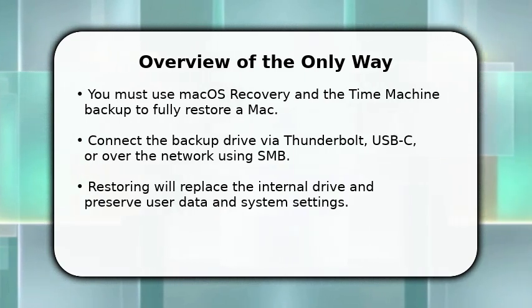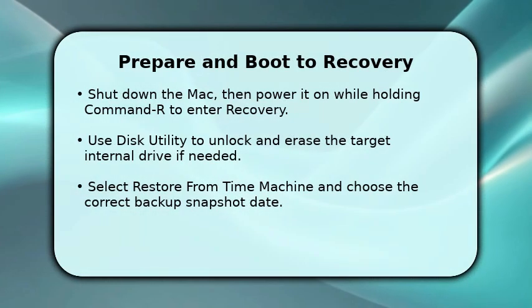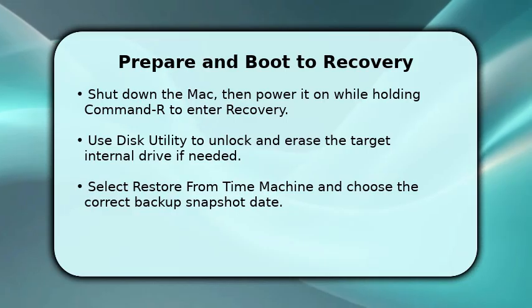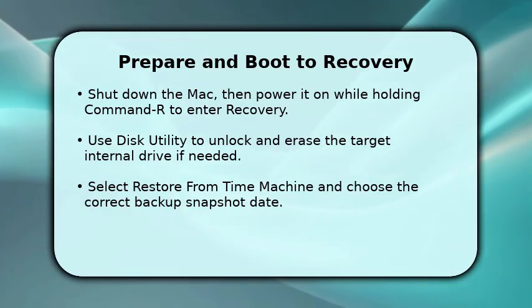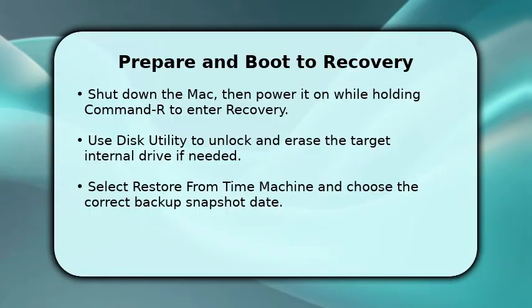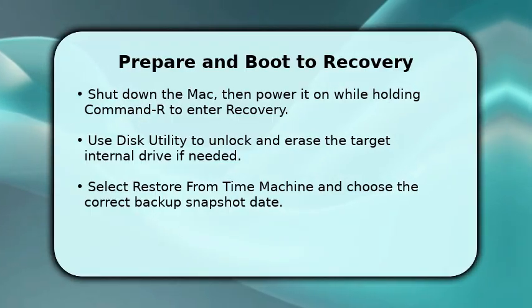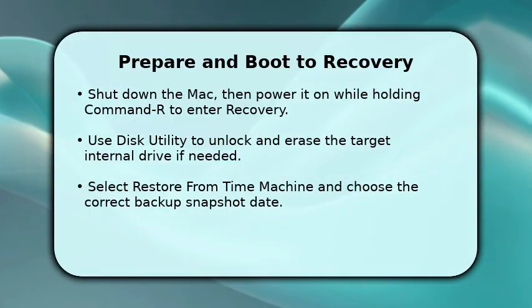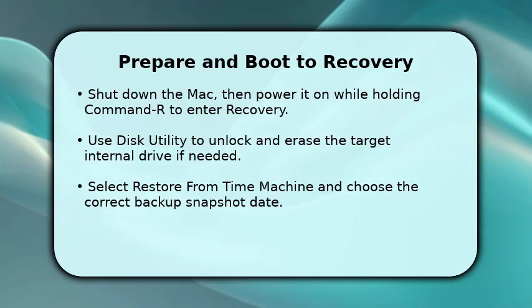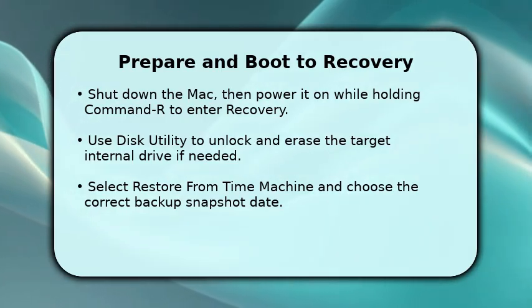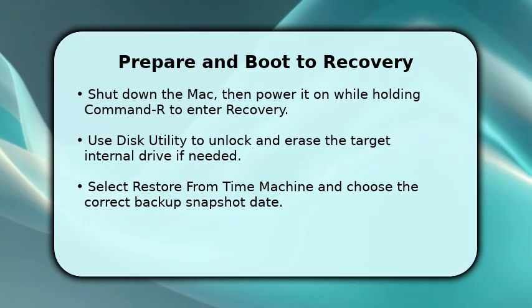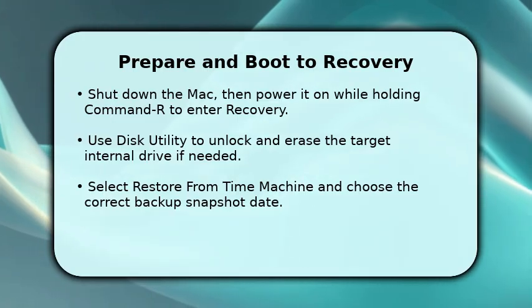Shut down the Mac, then power it on while holding Command-R to enter recovery. Wait until the Mac OS Utilities window appears before continuing with any steps. Use Disk Utility to unlock a FileVault volume and erase the target internal drive if you want a clean install. Choose APFS or Mac OS Extended according to the backup format.